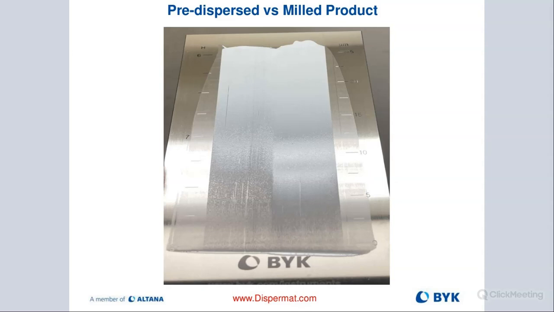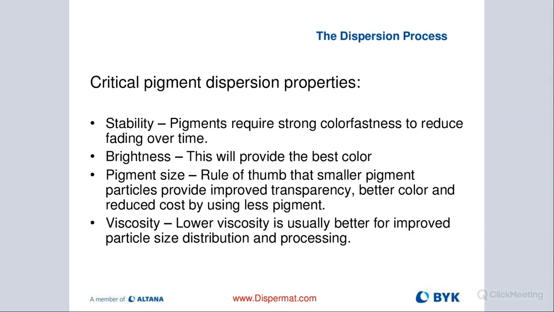So that's the difference between just using a dissolver versus using a milling system. But we always want to start out pre-dispersing with the dissolver first. It's an important, critical step before we actually start to mill our materials. So this is really critical. Then there's the stability of our products, so pigments require really strong color fastness to reduce fading over time. That's important for exterior products. And brightness, the brighter the product, usually we get the best color.